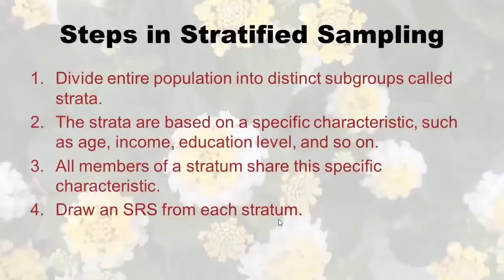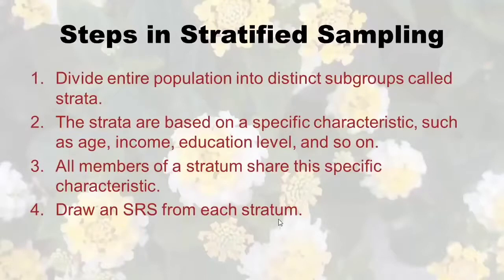So here are the steps. Step 1, divide the entire population, the whole list you have, into distinct subgroups called strata. And remember, each individual has to fit into one of those categories. So if you have somebody who's sort of halfway between first year and second year, or you've got a hospital that's kind of on the border, you've got to choose. You've got to put it in one of those groups.